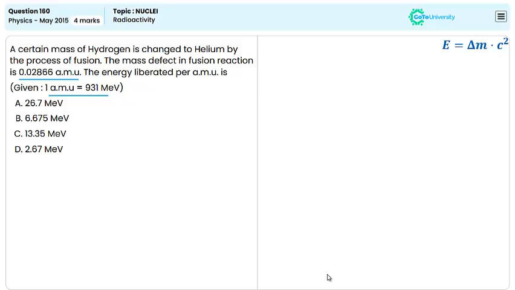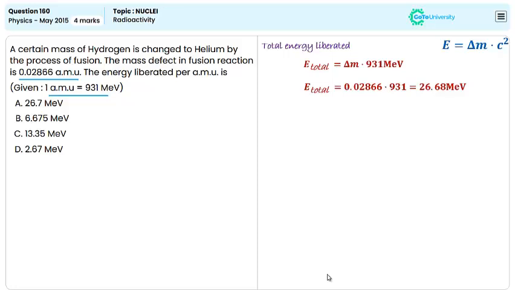Let's first calculate the total energy liberated. The total energy released due to the mass defect can be calculated using the formula E total is equal to delta M into 931 MeV. Substituting the given values of delta M, we get E total is equal to 0.02866 into 931, which is nothing but 26.68 MeV.